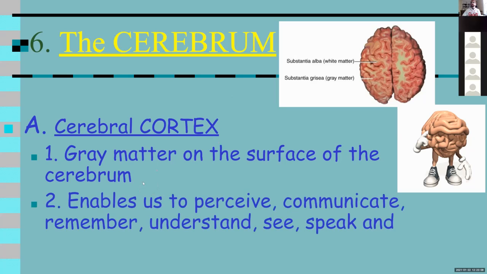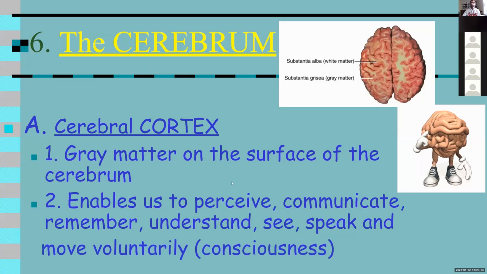Seeing. And so you could say that the cerebral cortex enables us to perceive, communicate, remember, understand, see, speak, and move. Now we're talking about move voluntarily. So, like, I want to move my arm up to my head. That was something I wanted to do. That was voluntary. That was controlled by my cerebral cortex, the gray matter of my cerebrum. And I'll show you exactly where that's taking place as we get through here.